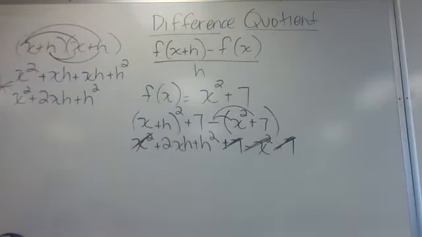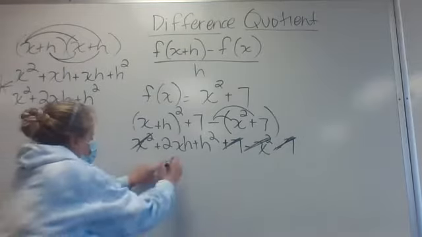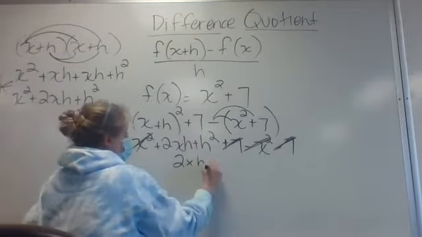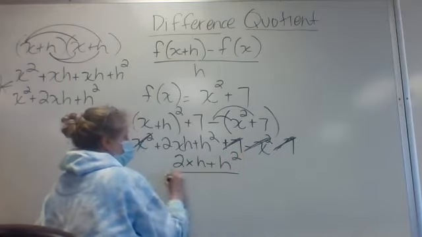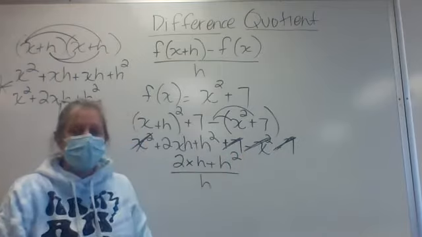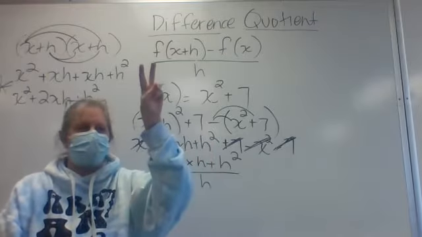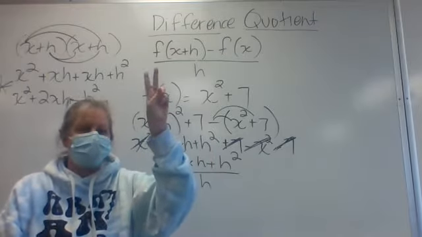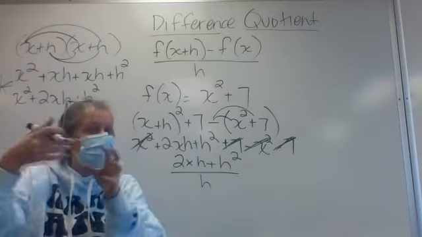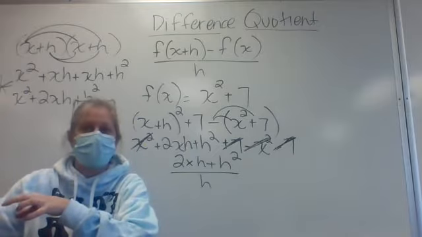So let's see, what are you left with this time? 2xh plus h squared over h. Now, what do the numerator terms have in common? What do they both have? H, which means you can pull that h out because it's the common factor.